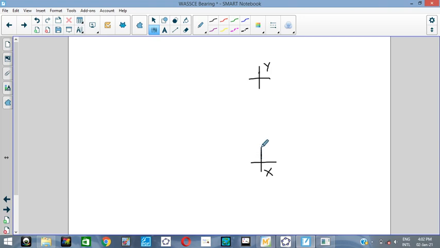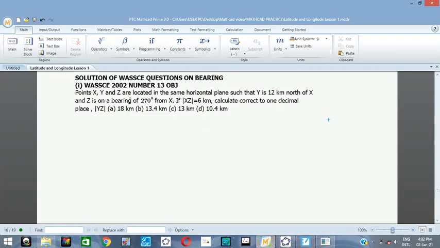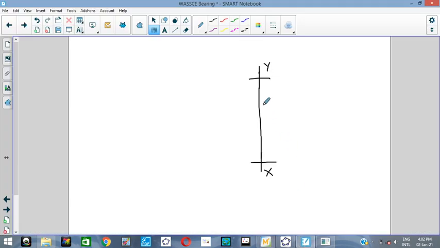If I draw straight up, the bearing from X to Y is going to be 0 degrees, and the bearing from Y to X is going to be 180 degrees. This is how you turn. Let's go back to the question and see again. Points X, Y, and Z are located in the horizontal plane such that Y is 12 kilometers north of X. So it's correct. If this is X, Y should be 12 kilometers on the north side of X. So you label this as 12 kilometers. Alright, so you've settled the location of X and Y.